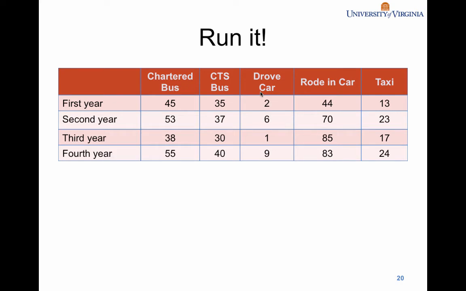There are 4 different years of students and 5 different ways of getting to Foxfield: either a chartered bus, a CTS bus, which is a university bus, they drove a car, they rode in a car, or they took a taxi. So we want you to pause the video now, and you can go to the Excel file. The actual data is there, and figure out what kind of analysis you would run, and see if you can answer this question.